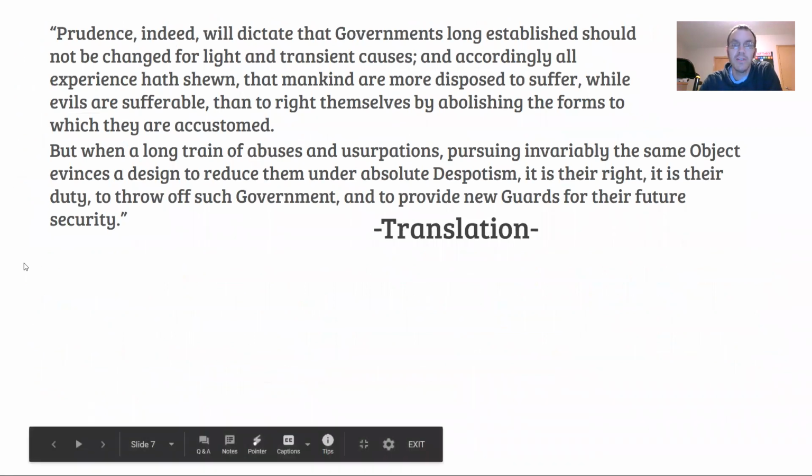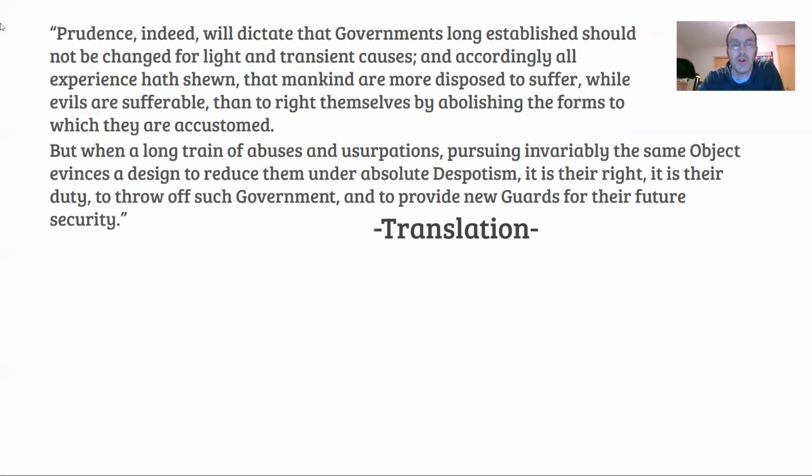Next, prudence indeed will dictate that governments long established should not be changed for light and transient causes. And accordingly, all experience hath shown that mankind are more disposed to suffer, while evils are sufferable, than to right themselves by abolishing the forms to which they are accustomed. But when a long train of abuses and usurpations, pursuing invariably the same object, evinces a design to reduce them under absolute despotism, it is their right, it is their duty to throw off such government and provide new guards for the future security.